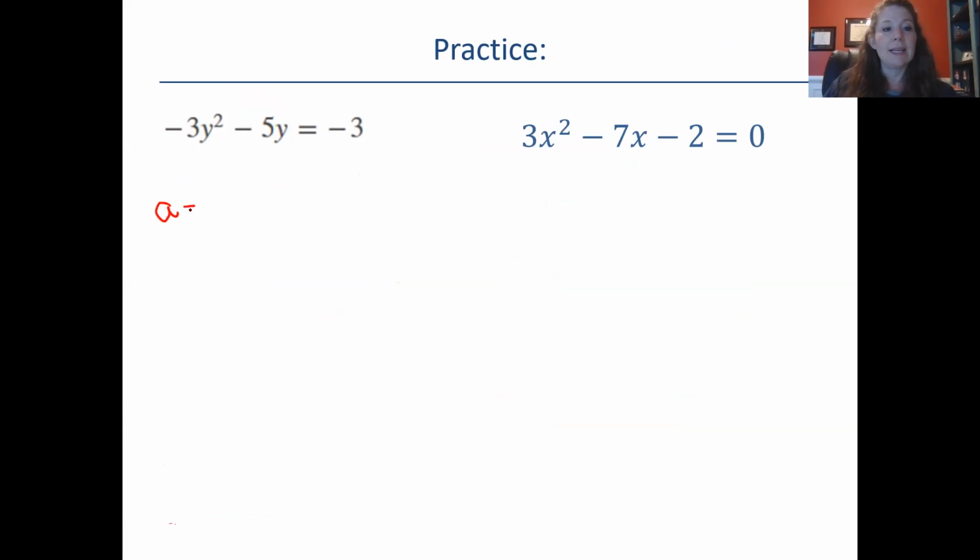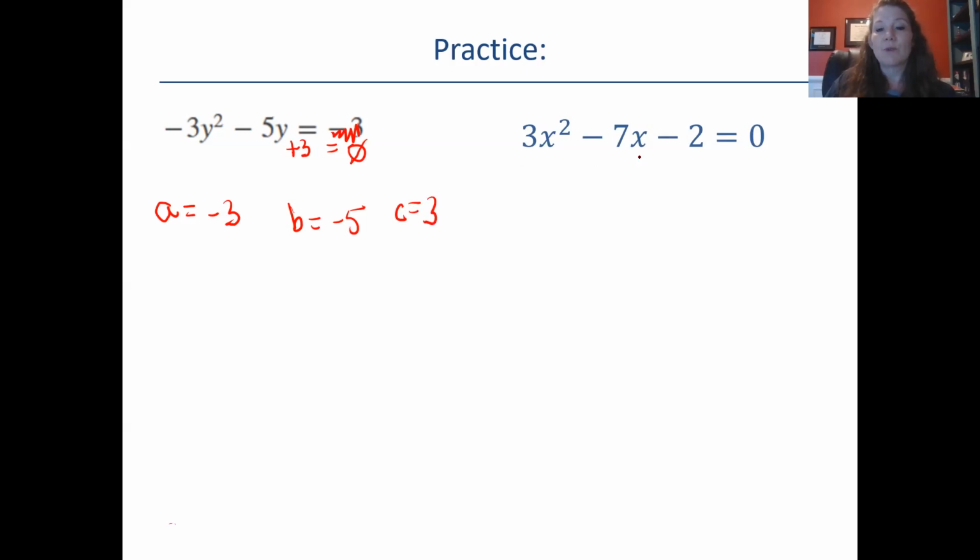So our A in the first one is negative 3. Our B is negative 5. And what is C? Well, we wanted to add 3 to this right side and set this thing equal to 0, right? So our C is actually positive 3.